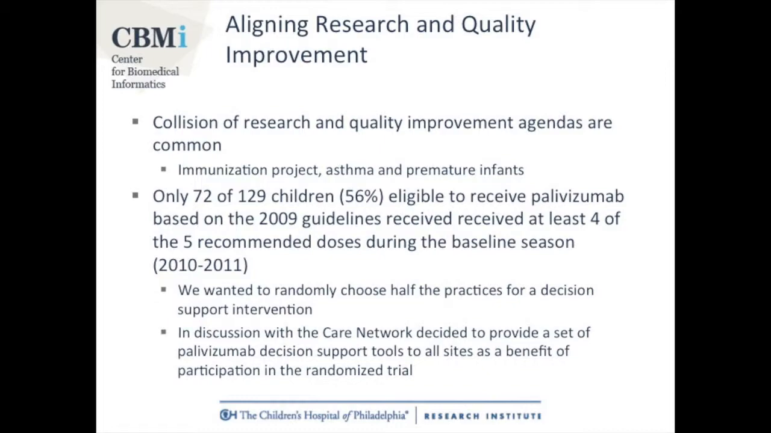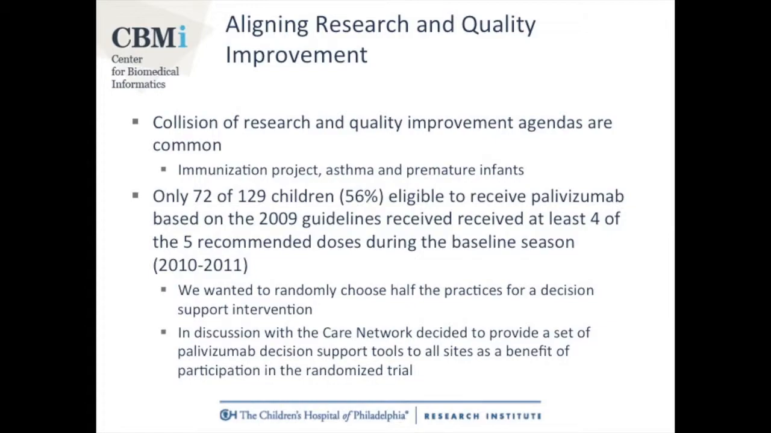And so when this happens, there's sort of a collision between a researcher who wants to cluster randomize a bunch of sites to receive different interventions and a quality improvement agenda which really wants to push out some improvement in the care received by patients across all sites. And this actually, I think, is becoming more and more common. I've personally been involved in 3 projects where this occurred related to immunizations, asthma, and now for premature infants. So this is something as researchers, especially in the clinical informatics arena, that we have to keep in mind.